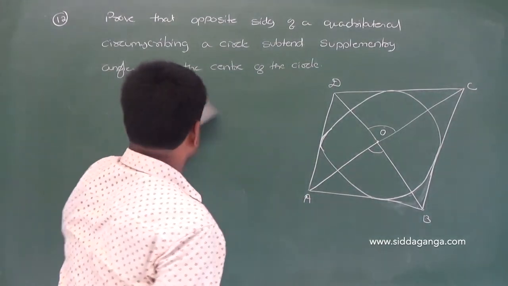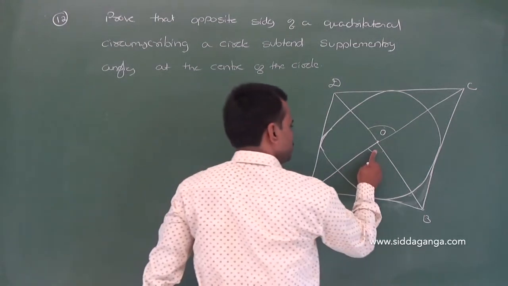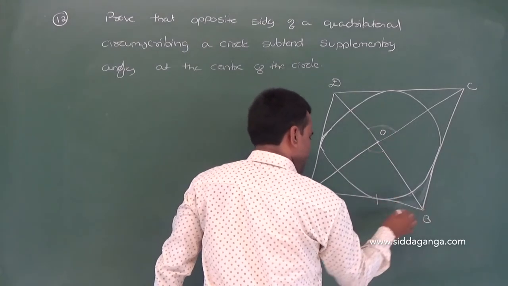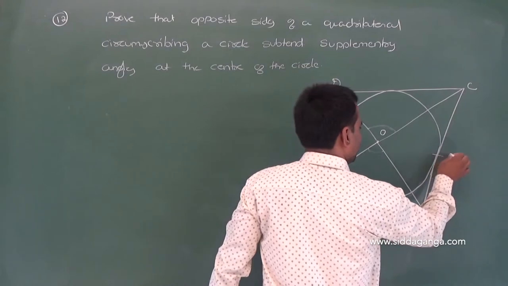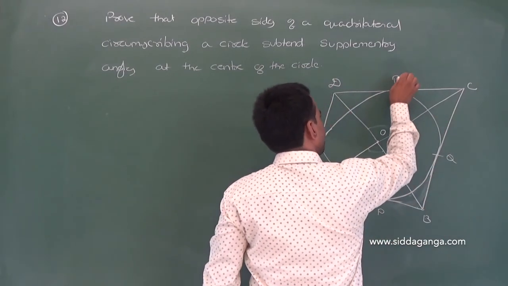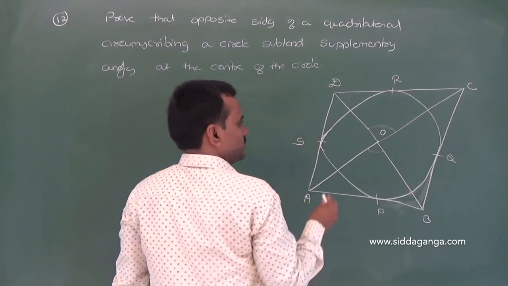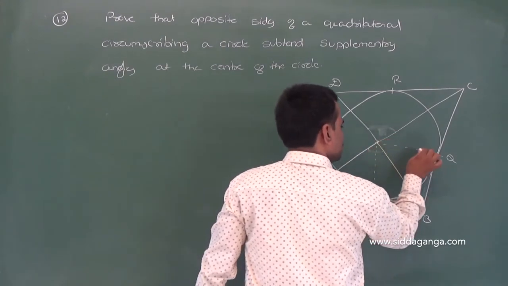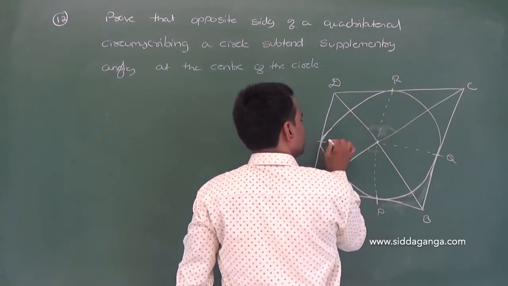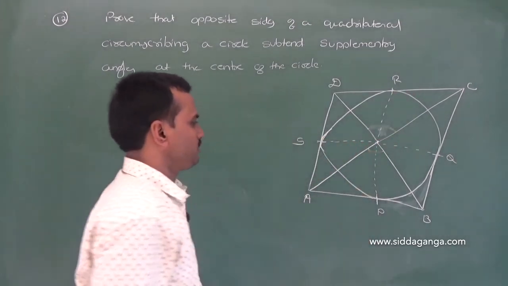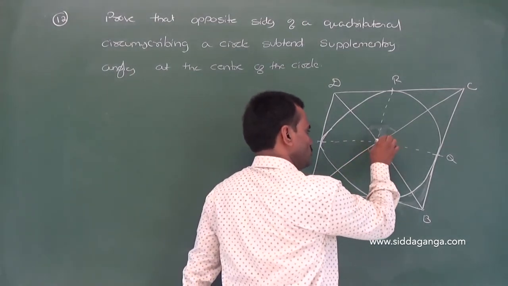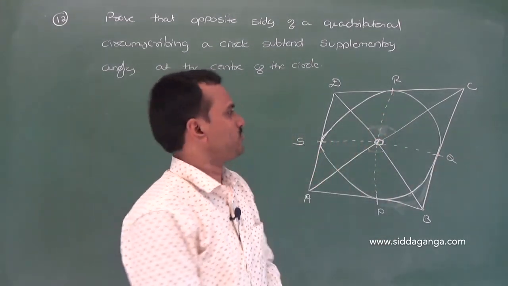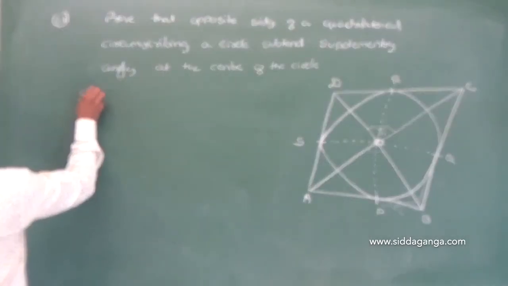Okay. So for that, what we do? We draw a construction. The circle touches AB at the point P, and similarly at the points Q, R, and S. Join O to these points: OP, OQ, OR, OS. Okay. So better first we write the given, G1.